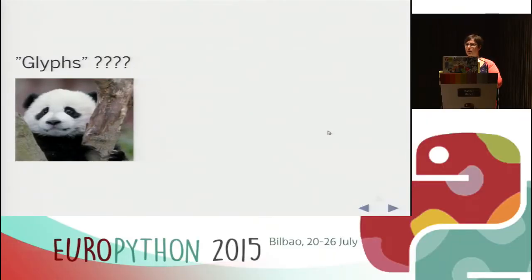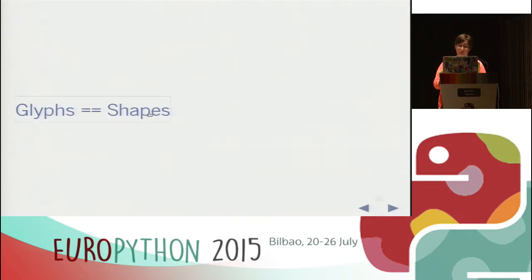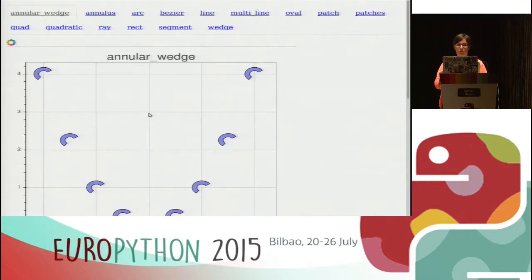Glyphs, I hear you say. No one said glyphs. Okay, glyphs, to me, the word means nothing. I was so confused for a long time. It just means shapes. And I don't know why it's called glyphs. I'm sure there's some very, very logical reason. But glyphs are just shapes.